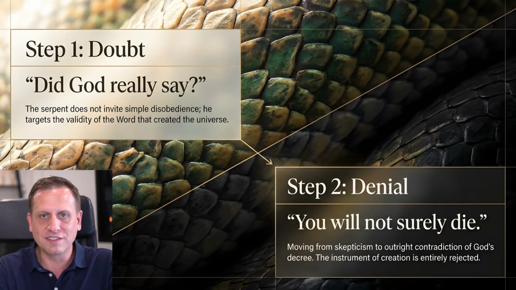And then it moves on to step 2, denial. Once doubt takes root, the serpent moves directly to outright contradiction. "You will not surely die." Do you see the progression? He moves from "did God really say" to "God didn't mean it, God was lying." The instrument of creation, God's word, is totally rejected. And by rejecting God's word, humanity attempts to redefine good, evil, and reality on their own terms.